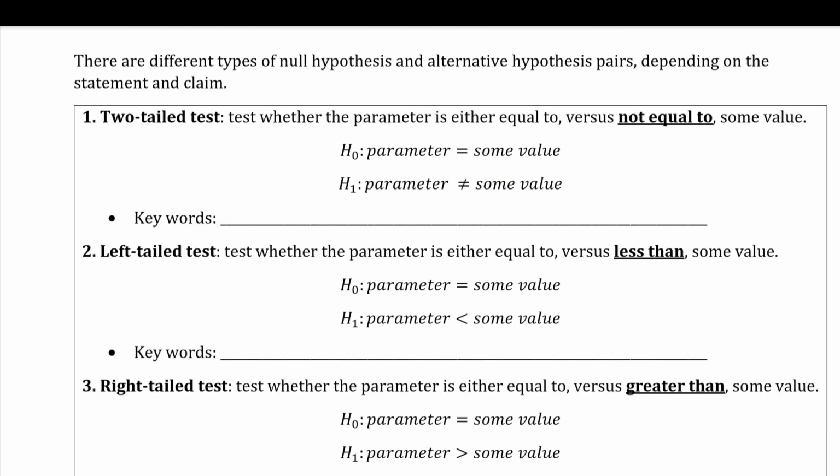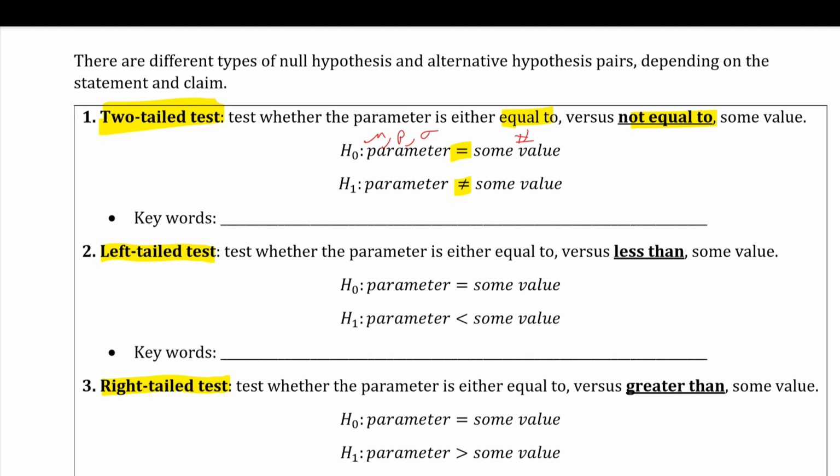Now, there are different types of null hypothesis and alternative hypothesis pairs, depending on the statement and claim. We have three kinds, as I'll state right now. There's a two-tailed test, there's a left-tailed test, and there's a right-tailed test. In the two-tailed test, we test whether the parameter is equal to versus not equal to. So we have some sort of parameter. It could be mu, it can be the proportion, it can be the standard deviation is equal to some number. And the alternative is that that parameter is not equal to that same value.